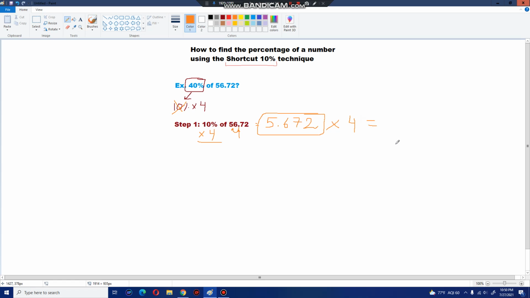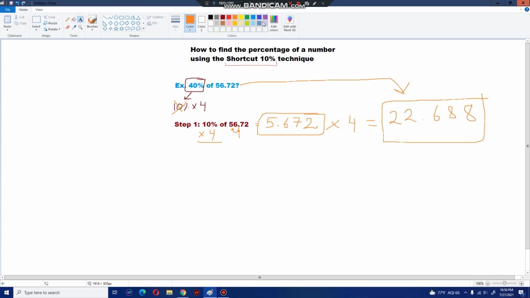So I'm going to use my trusty calculator. Of course, you students, you have to do it without the calculator, obviously. 5.672 multiplied by 4 is 22.688. And there we go. That is our answer. 40% of 56.72 is equal to 22.688. And that is how you use the shortcut 10% technique. Let me show you another example.